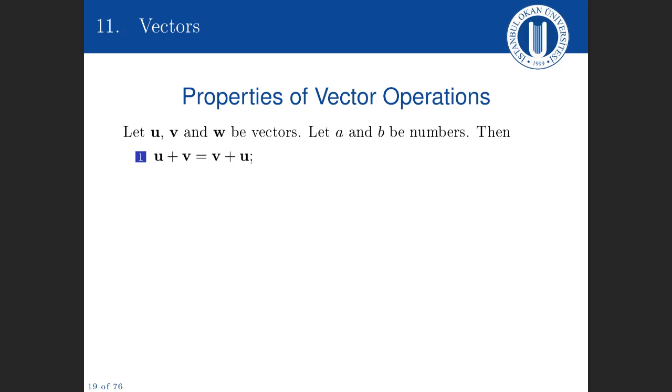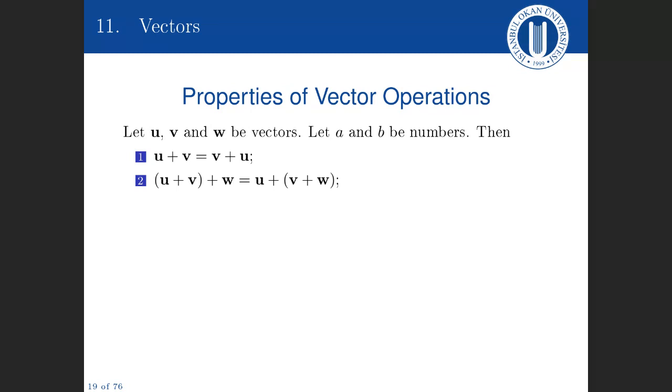Very quickly, I want to run through some properties of the vector operations. On this slide, u, v, and w in bold are vectors. A and b, which are not in bold, are numbers. Rule number 1, if we're adding 2 vectors together, it doesn't matter which order we do them in. U plus v is the same as v plus u. Adding 3 vectors together, again, doesn't matter the order. Bracket u plus v bracket plus w is the same as u plus bracket v plus w bracket.